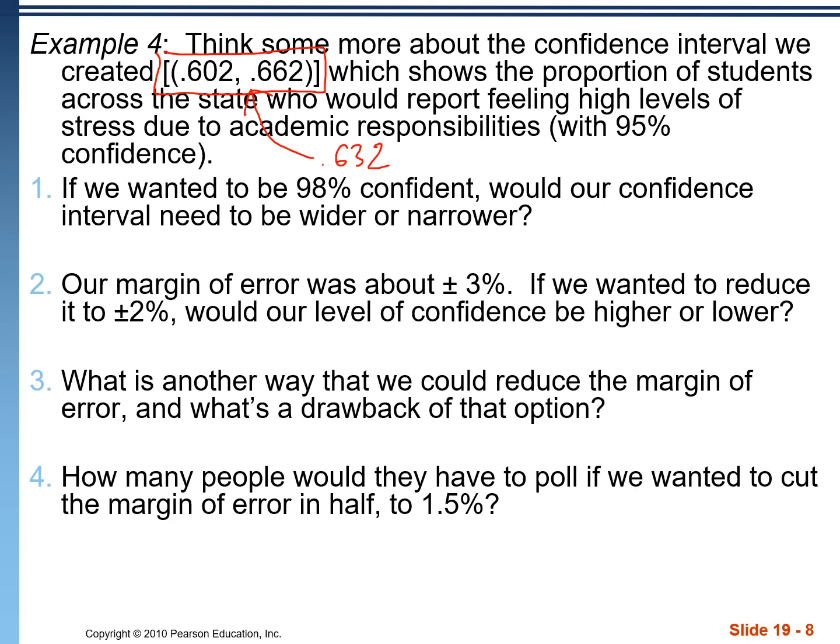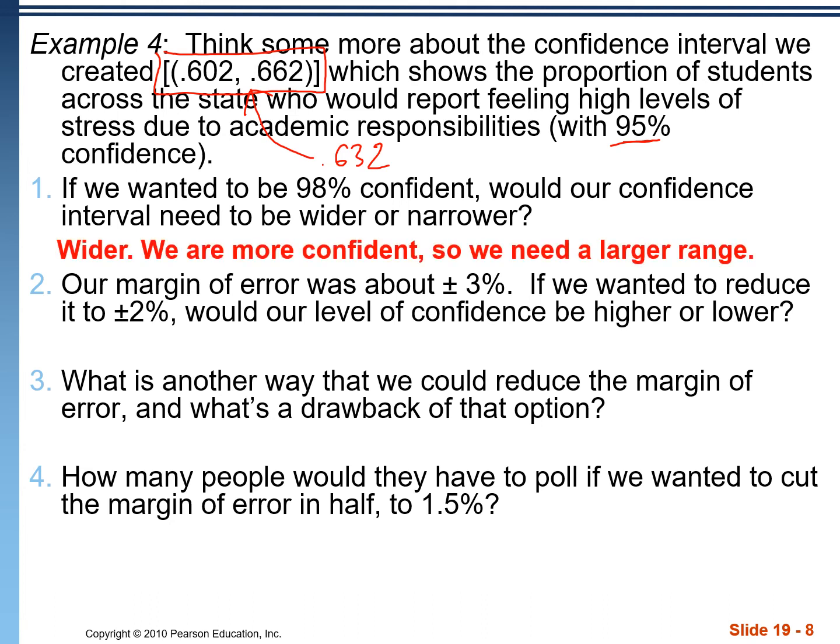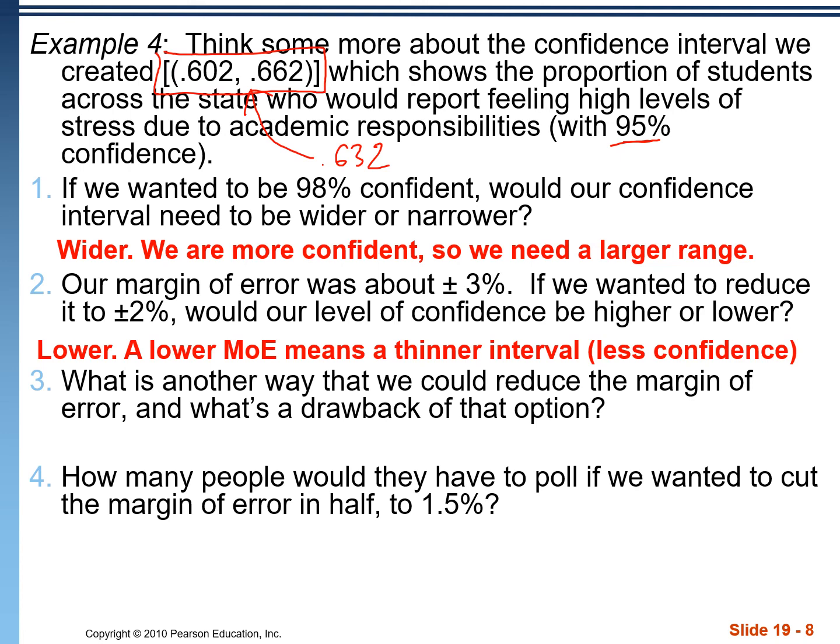Number one, if we wanted to be 98% confident instead of 95% confident, would our interval need to be wider or narrower? It's going to be wider. We're more confident. We need a larger range if we're going to be more confident. Our margin of error was about 3%. If we wanted to reduce it to 2%, would our level of confidence be higher or lower? If the margin of error is 2%, it's now gotten thinner. That means that we have a lower level of confidence because now we're less certain that we're actually catching the true population proportion in an interval that's thinner than it originally was.